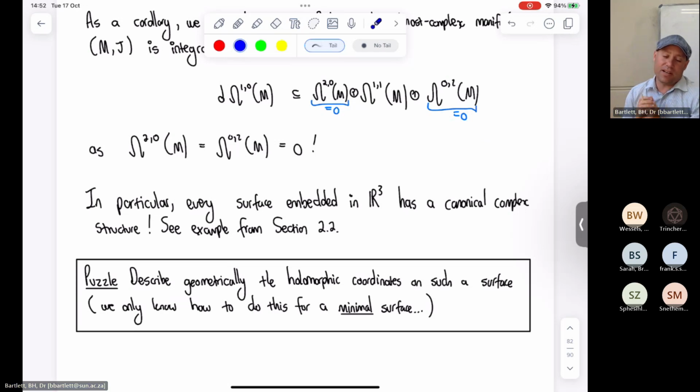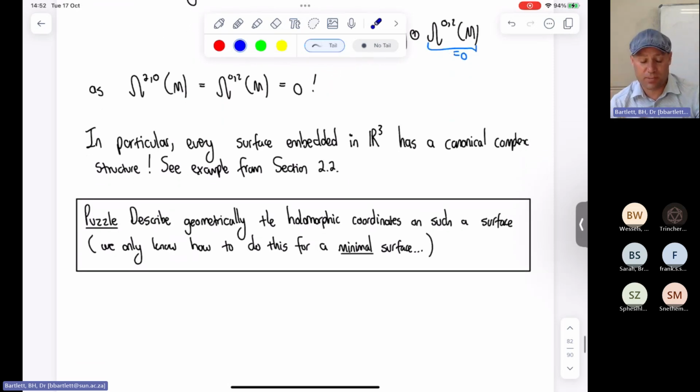And here's a puzzle for you, which I would like to know the answer to, and I haven't seen the answer written down somewhere, so someone can show me or else work it out. To describe geometrically the holomorphic coordinates on such a surface. We know they exist and they're canonical up to equivalence. To describe them geometrically, we know how to do it for a minimal surface. I showed you just now we could just use the Gauss map. But if I just give you some random surface, for example, like a torus, what are the coordinate charts there?